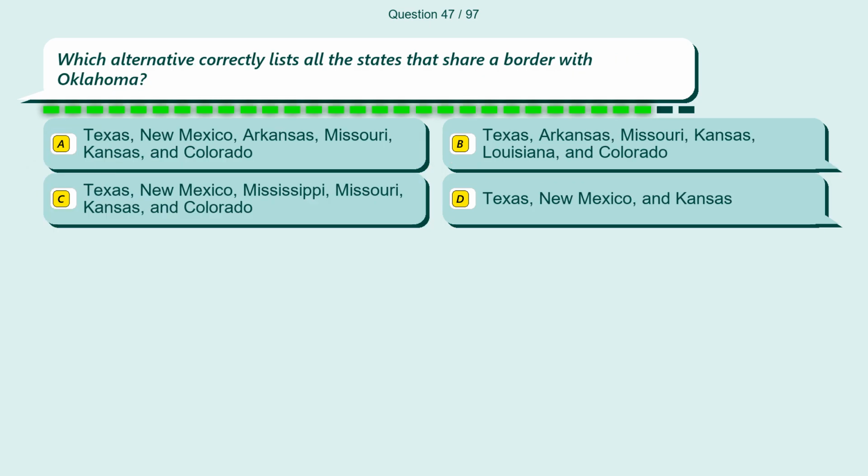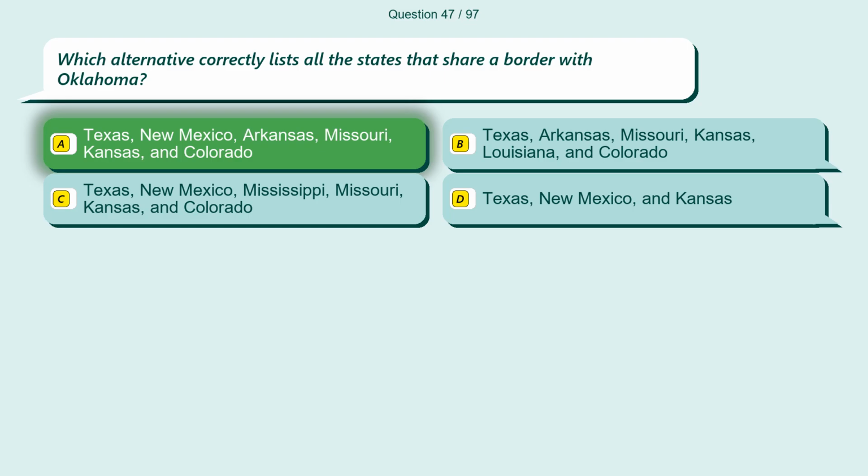Question 47. Which alternative correctly lists all the states that share a border with Oklahoma? Option A, Texas, New Mexico, Arkansas, Missouri, Kansas, and Colorado. Option B, Texas, Arkansas, Missouri, Kansas, Louisiana, and Colorado. Option C, Texas, New Mexico, Mississippi, Missouri, Kansas, and Colorado. Option D, Texas, New Mexico, and Kansas.